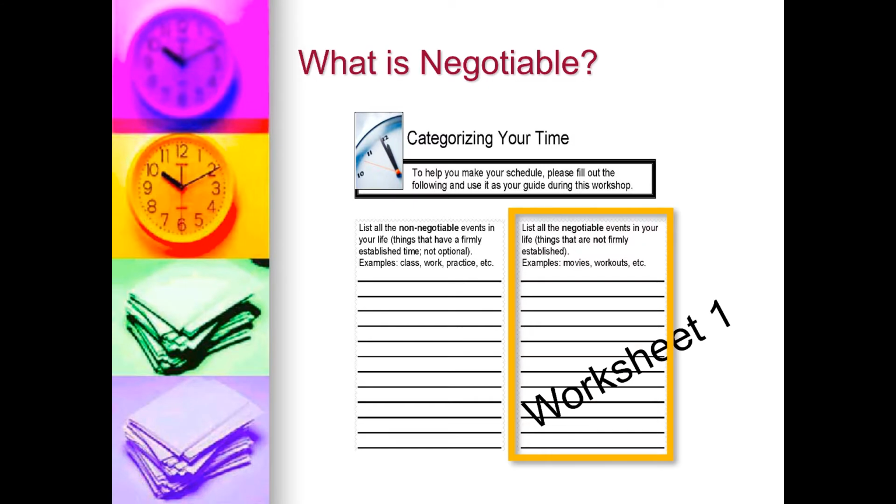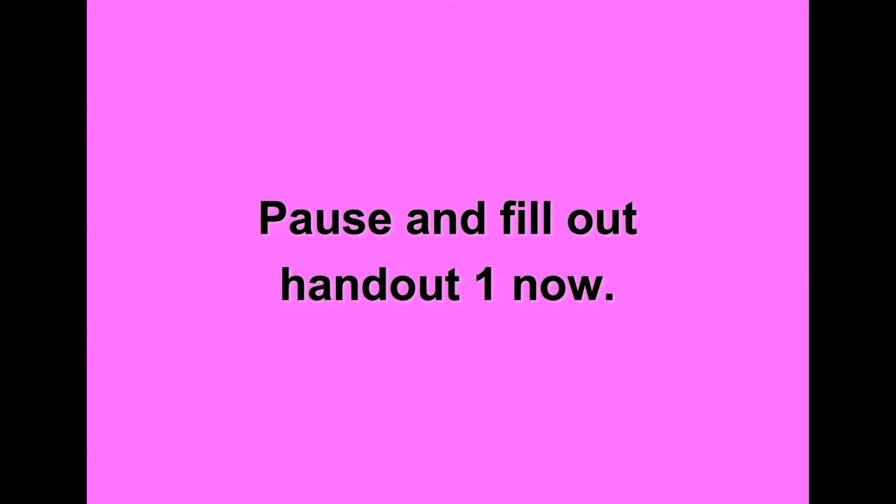In the second column, our negotiable events, I want you to write all the activities you do that are flexible in nature. This can include optional activities, in addition to necessary items you do regularly, like eating. You have to eat, but you control the time in which it happens. Same with studying. You will want to list it as a negotiable because you negotiate when it happens in your schedule. Pause, fill it out, and press play when you're ready.